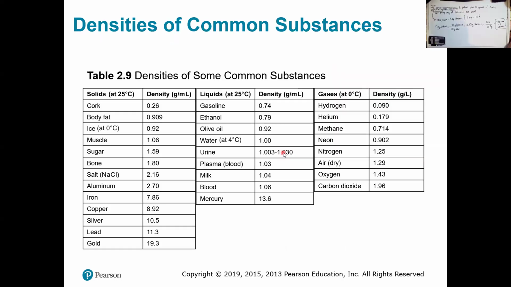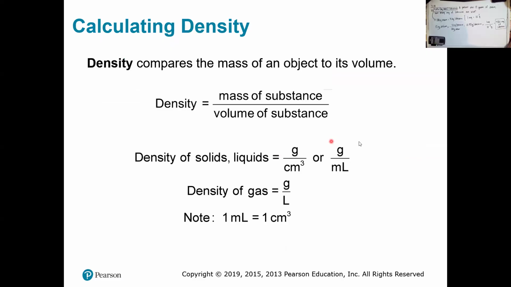But we want to be able to calculate density values of different things. We want to be able to use density to do other calculations as well. Some typical density units are grams per cubic centimeter or grams per milliliter. Those are the standard units you would use for density if you're working with solids and liquids. When you're working with the density of gases, it's more common to use grams per liter as your unit.